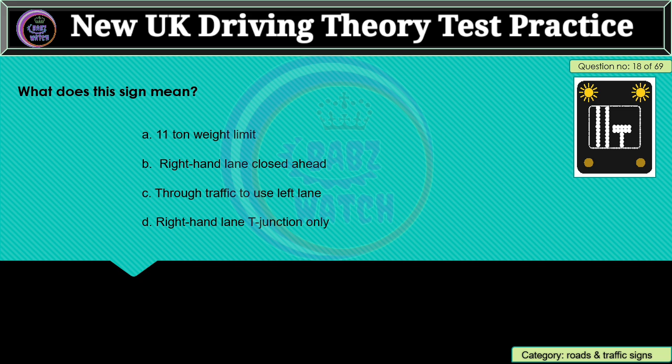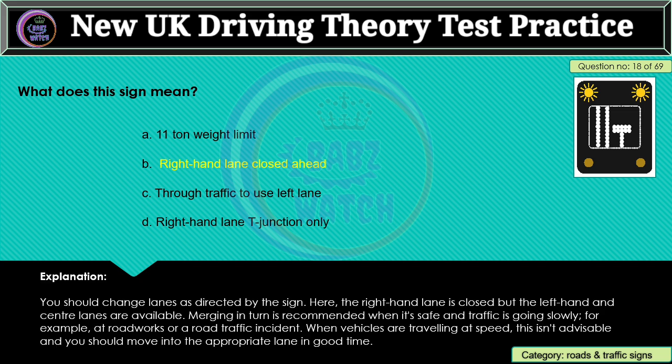Question 18 of 69. What does this sign mean? A. 11-ton weight limit. B. Right-hand lane closed ahead. C. Through traffic to use left lane. D. Right-hand lane T-junction only. The correct answer is B. Right-hand lane closed ahead.